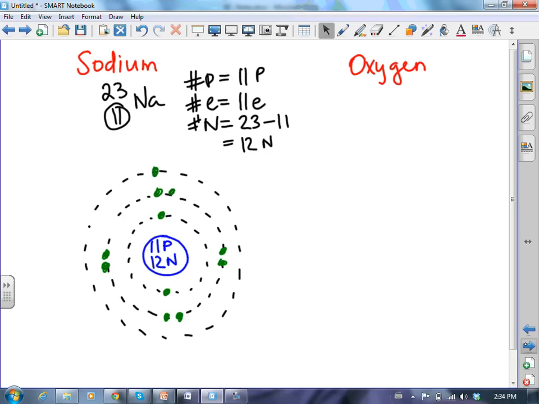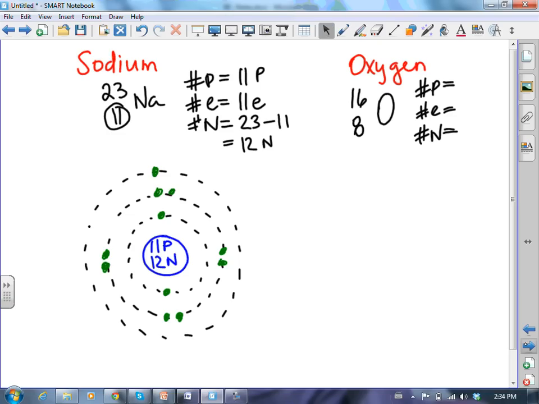Okay, let's follow the same steps again and do oxygen. So if you look on your periodic table, your standard atomic notation for oxygen looks like this: 16, 8, and an O. That's the symbol for oxygen. So let's do the same thing again. How many protons, how many electrons, and how many neutrons? You should be writing this down every single time I ask you to draw a Bohr-Rutherford diagram.